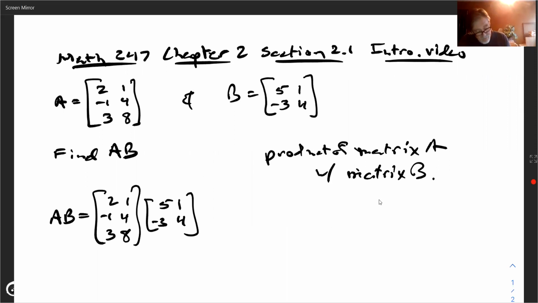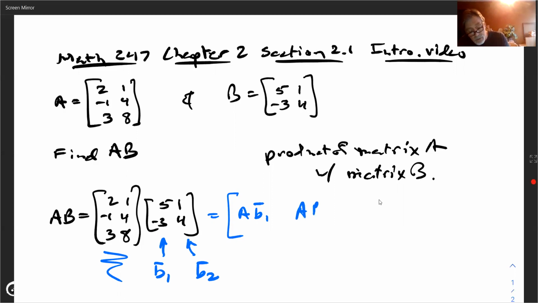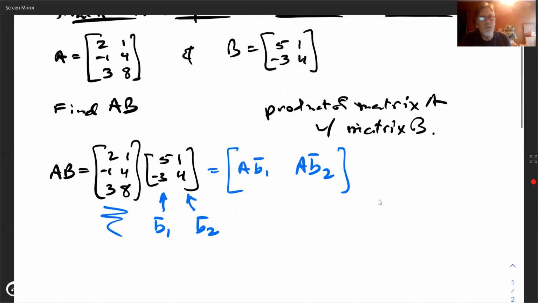And it is, because by definition, now here comes the definition. By definition, you're going to create a new matrix. And this new matrix, if you give this guy a name, is A times B1. What's B1? This column is B1. What's A? It's all of that. And then the next column is the same thing, B2. You're going to go A times B2. Okay, that's the definition.